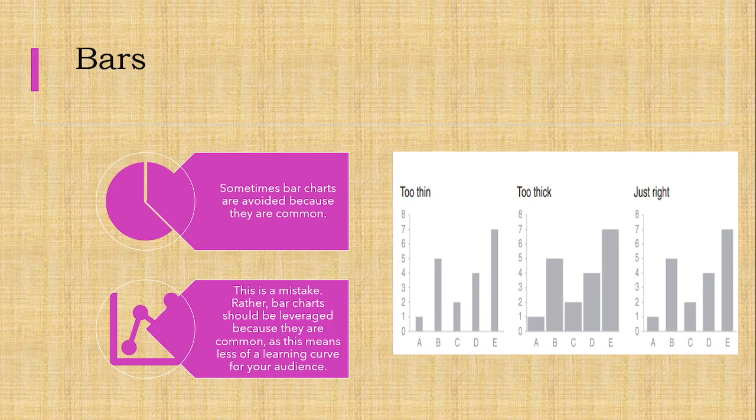We also have the type of bar chart to choose. You don't represent your data using too-thin bars, and too-thick bars are also not good. Just use the normal thickness that people can understand very well. Bar charts should be leveraged because they are common, and this means less of a learning curve for your audience. Your audience will not need to be trained on how to understand a bar chart, because they already have the knowledge about it.